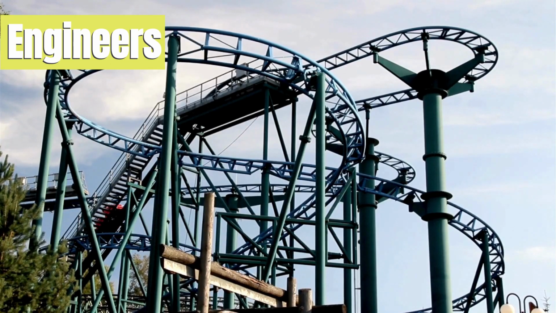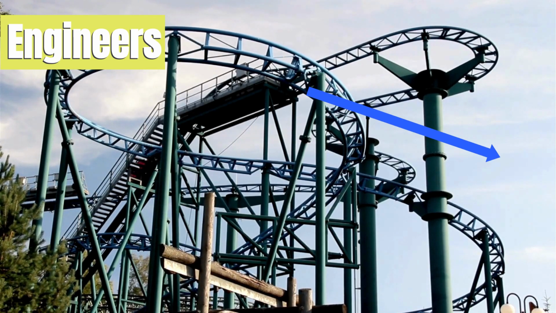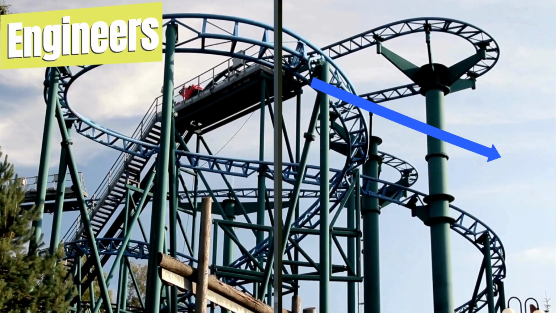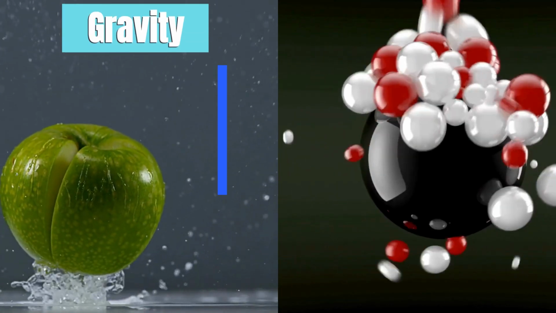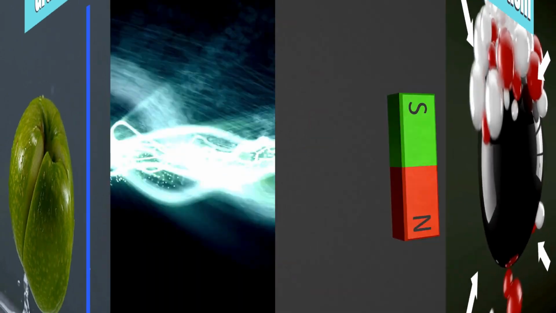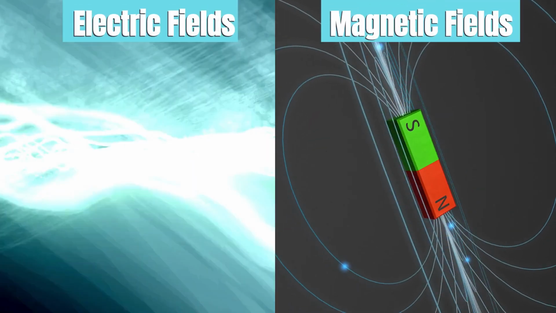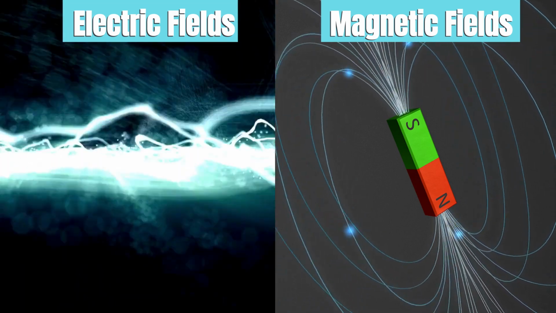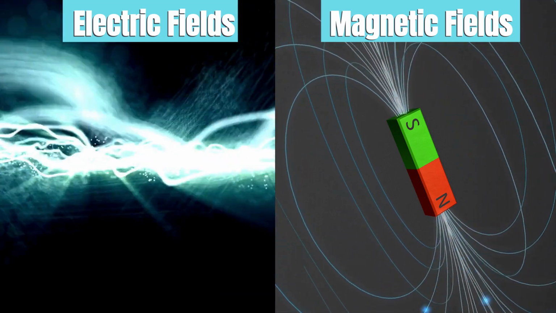Engineers designing bridges or roller coasters use displacement to ensure structures remain stable. Vectors also describe fields like gravity and magnetism, showing how forces act in space. Electric fields, magnetic fields, all governed by vectors. This helps predict how objects move and interact on a massive scale.